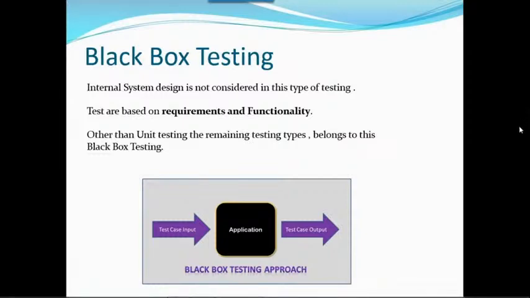Why do they call it a black box? Because we don't see any code. If you observe, we can test any kind of application. I can test a Java related application, a .NET related application, a Python related application. I never see the code. We never get the chance to see the code. That's the reason they call it black box testing.